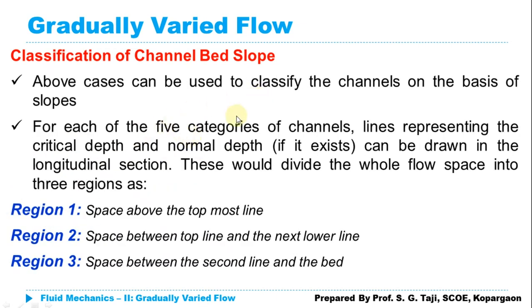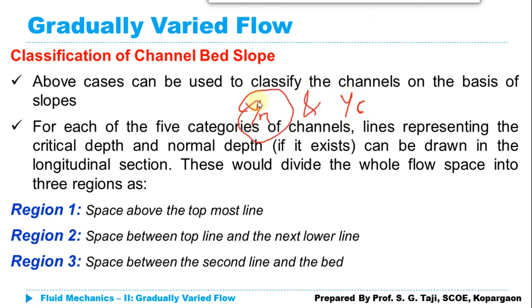Those above cases can be used for the classification of bed slopes, but when we were considering those cases, in all the cases we considered the value of yn and the value of yc, that means we have considered normal depth and critical depth. Now if I am considering the values of normal depth and critical depth, combining those two together, they are going to form different zones in the channel.